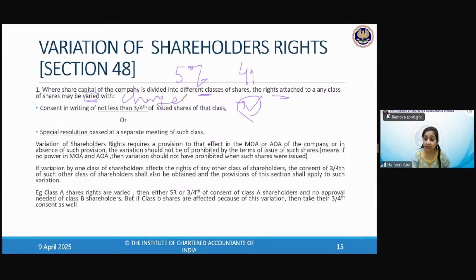Can you change? First, tell me this. Can you vary their rights? Can you change their rights? Yes, ma'am, or no, ma'am? Yes, ma'am. We can vary only with respect to section 48.